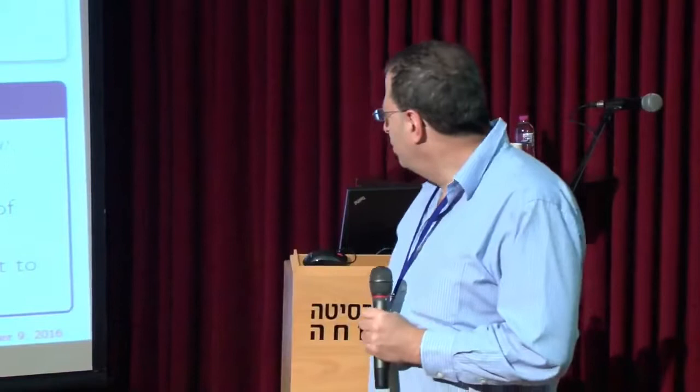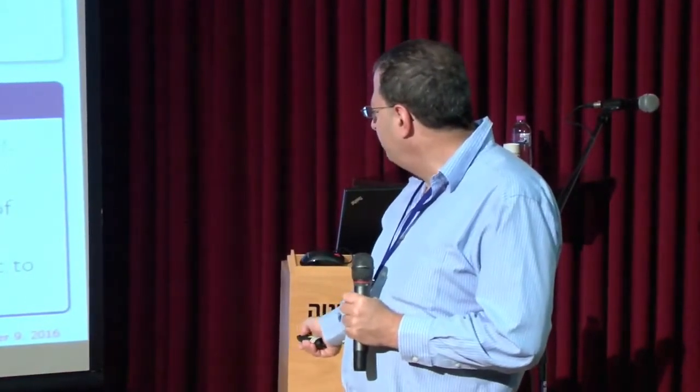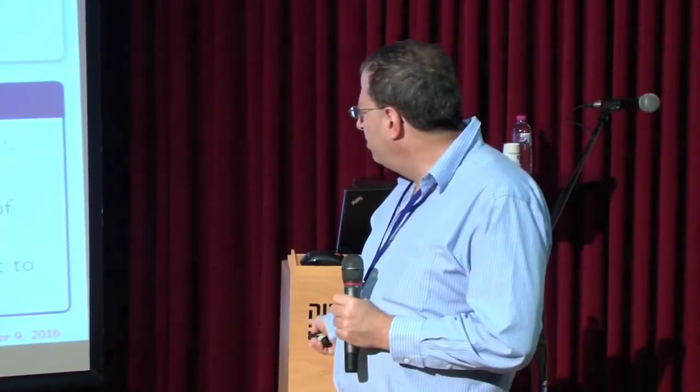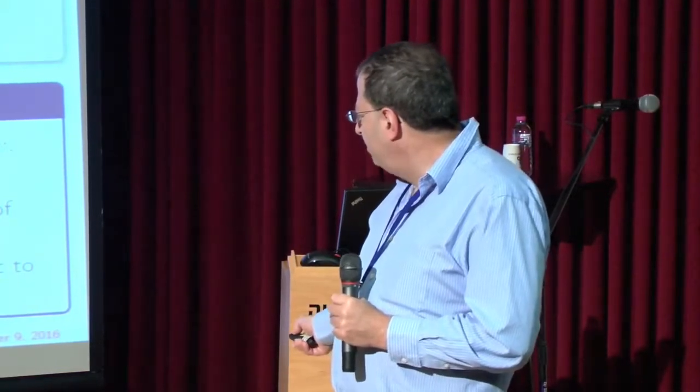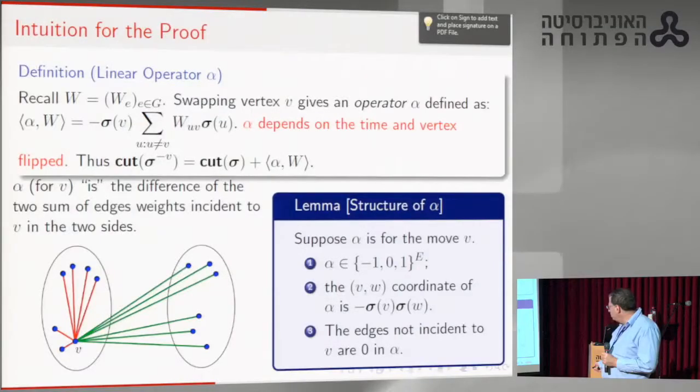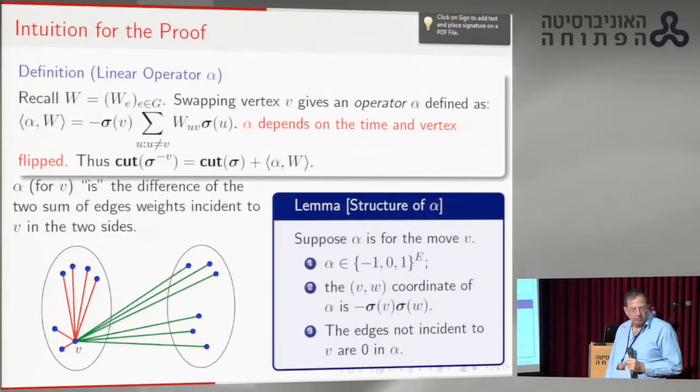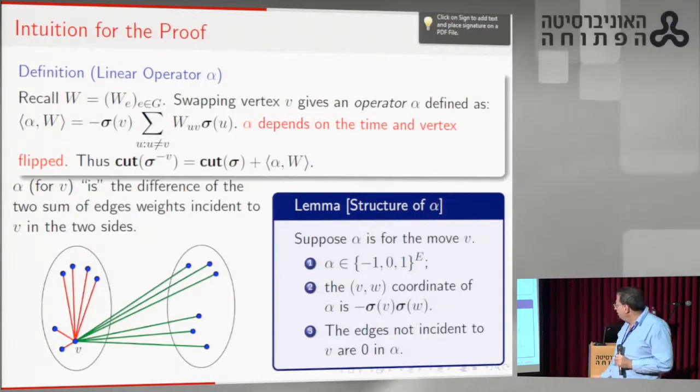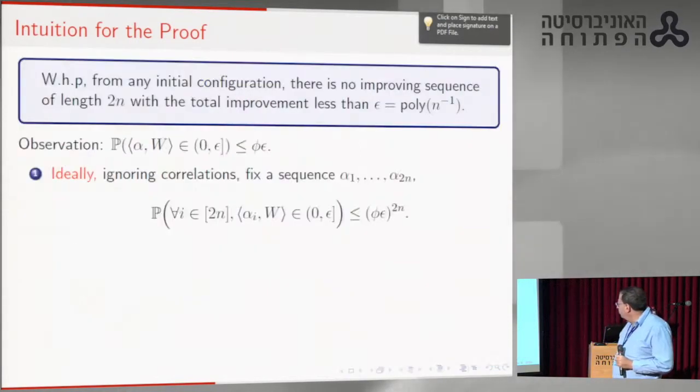So only n or n minus 1 edges have non-zero entries, some of them plus, some of them minus, depending on the side of the other vertex besides the moving vertex. Okay, so that's alpha, right? So the VW coordinate of alpha will be minus sigma V sigma W when V is the moving vertex, and edges not incident to V get a 0 coefficient in alpha. Okay, so these alphas will play a role here.